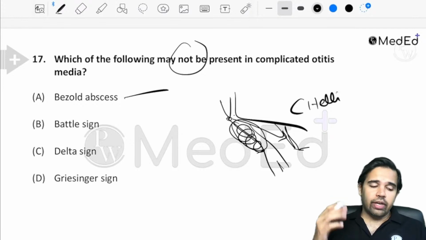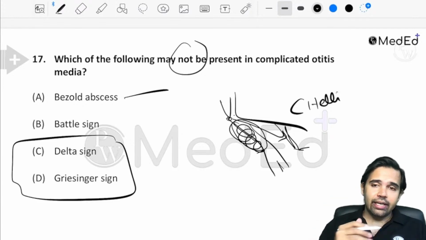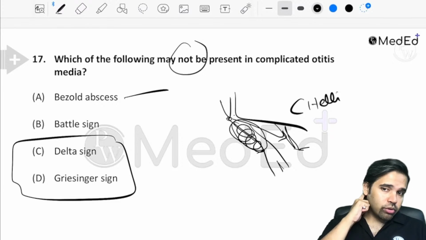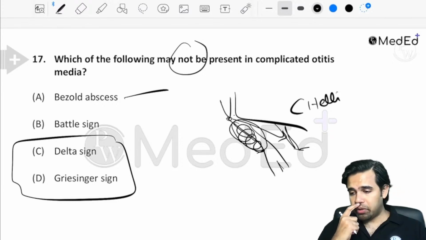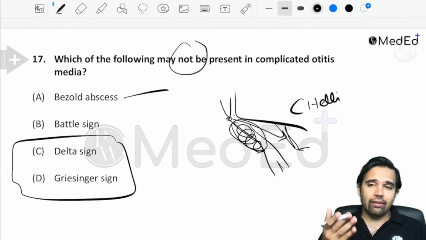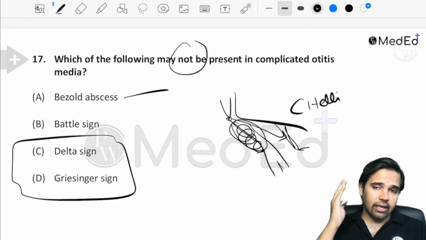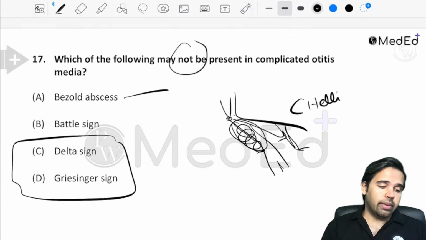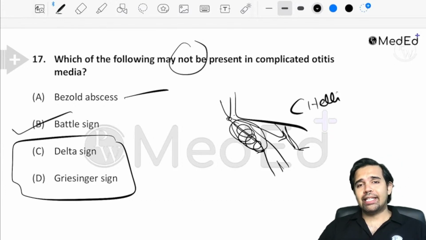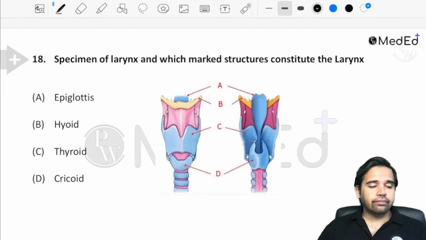Whereas the delta sign and Griesinger's sign are related to lateral sinus thrombosis, again related to the mastoid emissary vein being blocked and causing this. So Battle sign we know is a skull base fracture sign that occurs because of a fracture of the base of skull. Battle sign has nothing to do with that, it is straightforward.